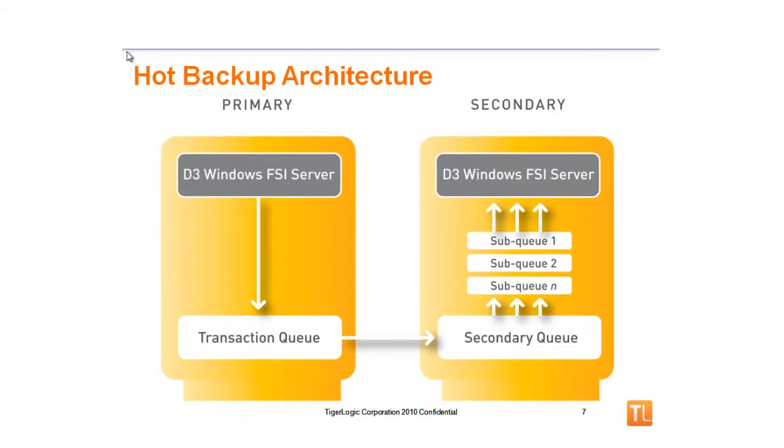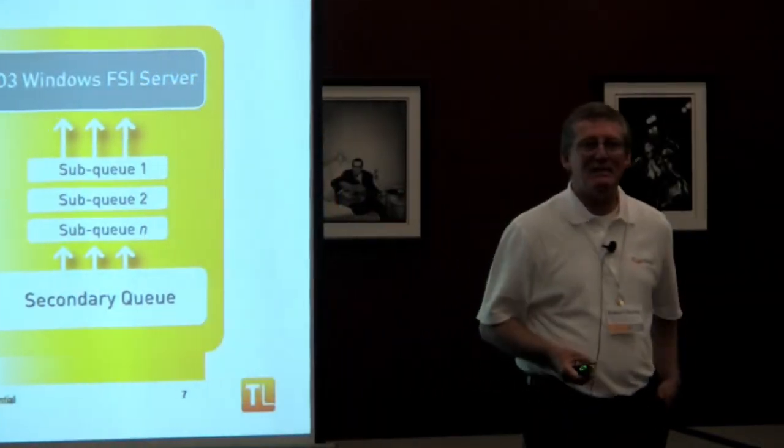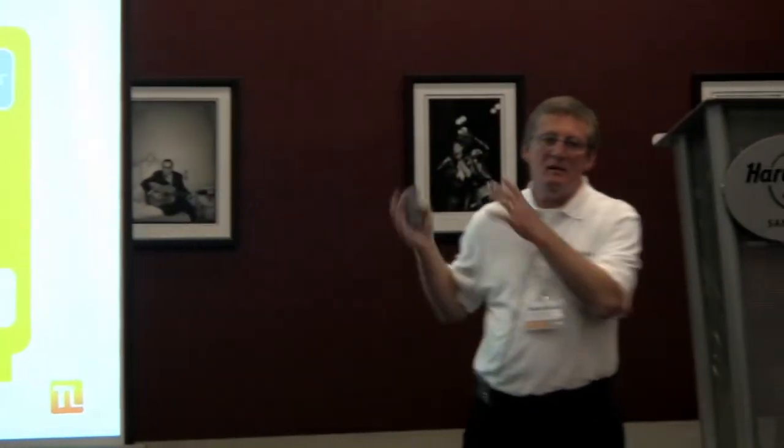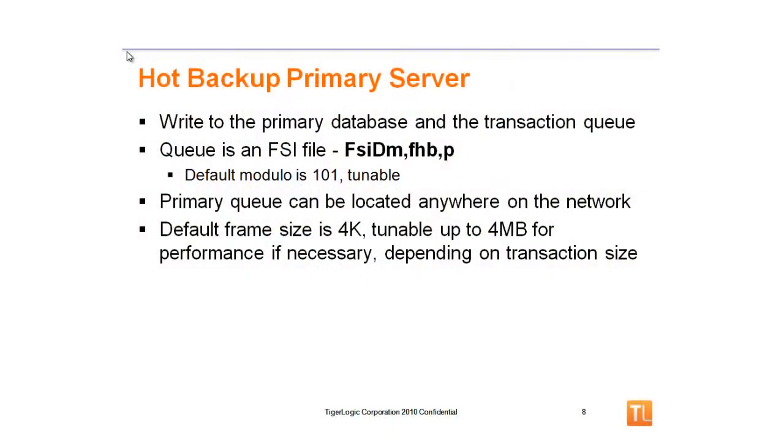The benefits of this is that, as I mentioned, the primary queue is as small as possible, but also that these transactions can be written much faster than a single-threaded process, therefore minimizing the size of the secondary queue also. So the idea is to get the data from the primary machine to the secondary machine as fast as possible with very little data in transit. On the primary machine, as I said, you're writing to the transaction queue. The queue is actually an FSI file.